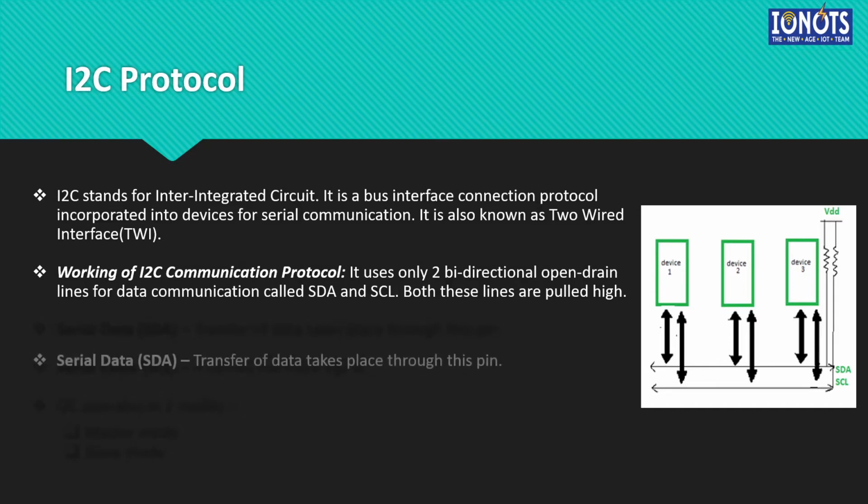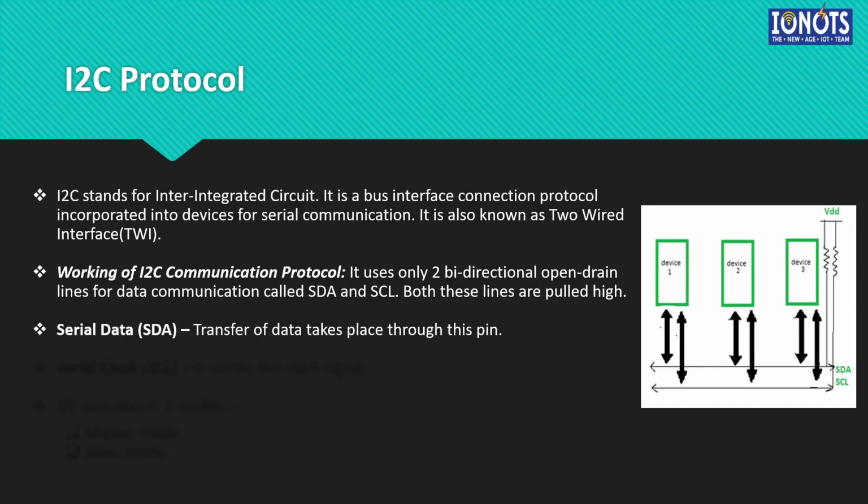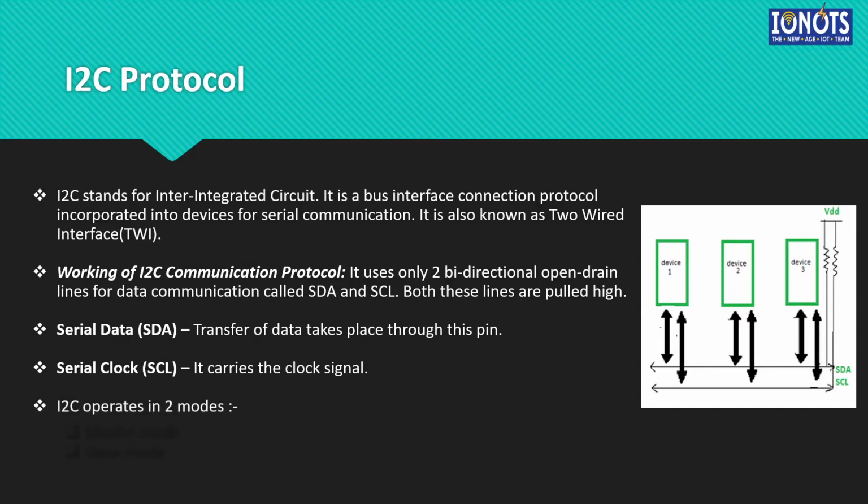Now let's talk about the two lines. Serial data line, SDA line. The SDA line transfers the data between the different devices. So this is the line where the data transmission is taking place. SCL line. It is basically the clock signal. This line will help us in order to synchronize the data and the transmission between the different devices. Now I2C generally operates in two modes. One is a master mode and the other one is the slave mode.